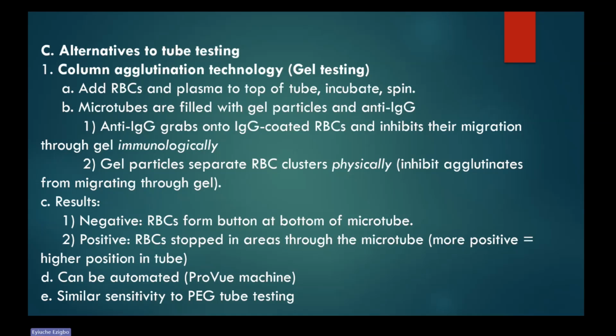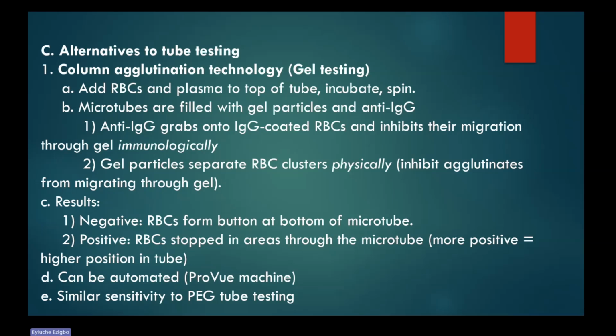Like I said, the microtubes are filled with gel particles and anti-IgG. The anti-IgG grabs onto the IgG-coated red blood cells and inhibits their migration through the gel. Gel particles physically separate red blood cell clusters, that is, they inhibit agglutinates from migrating through the gel because a reaction has occurred, so they are bound at that specific place.